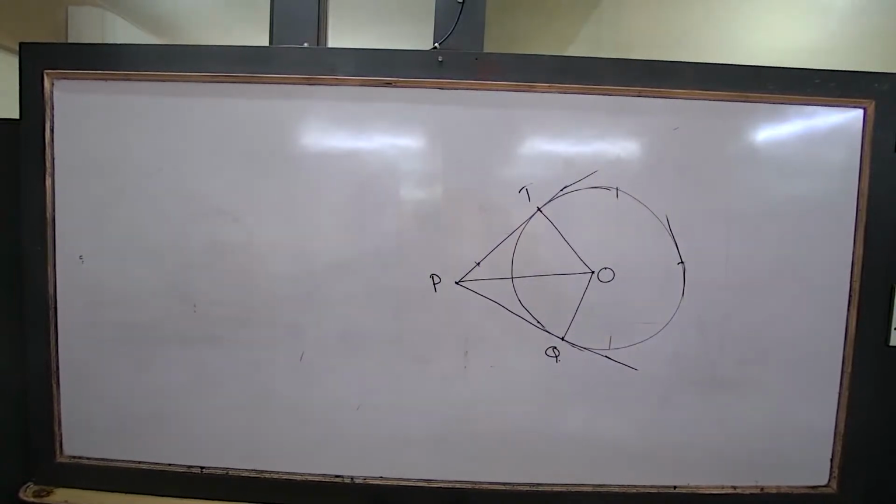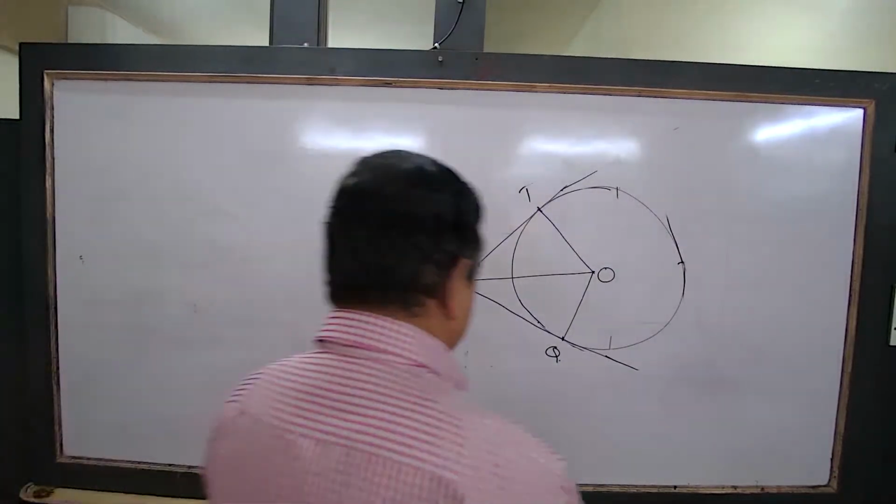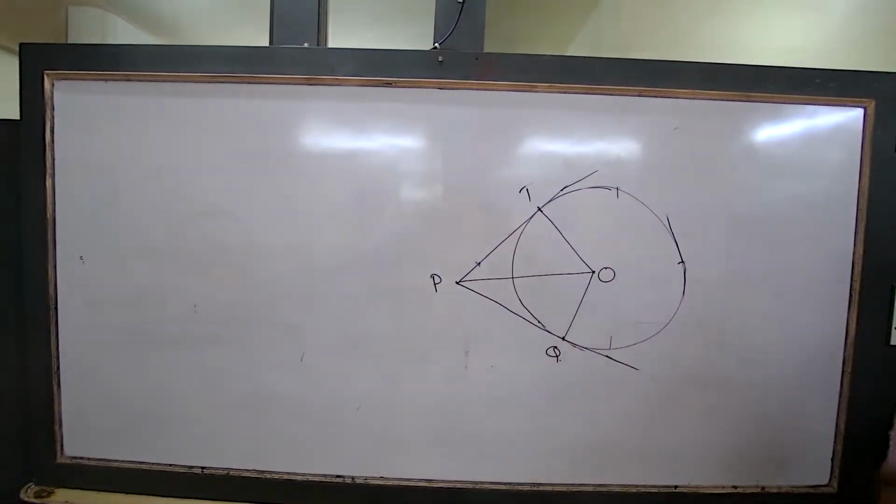Write down. When two tangents are drawn from an external point to the circle, then... Keep the notebook properly and write. No, I'll give the space.